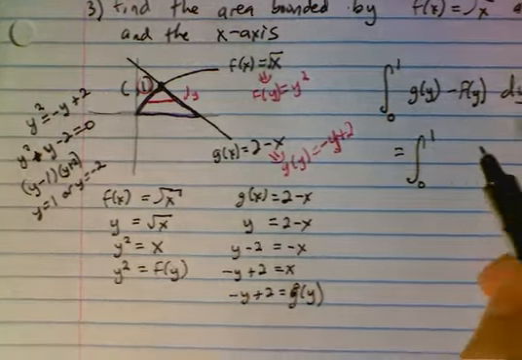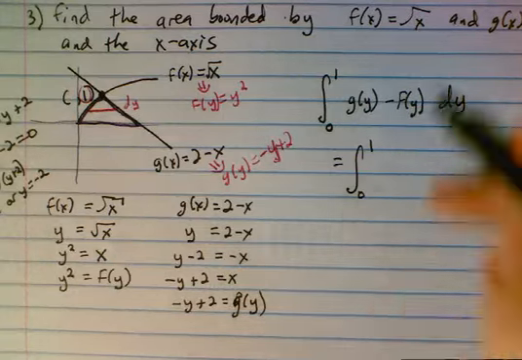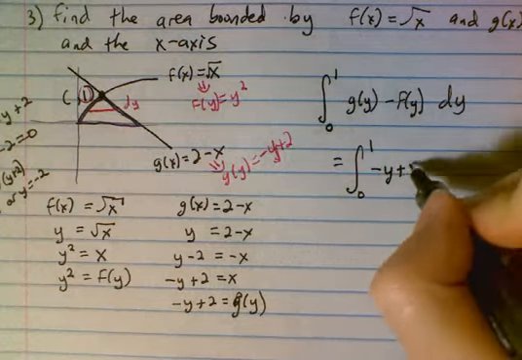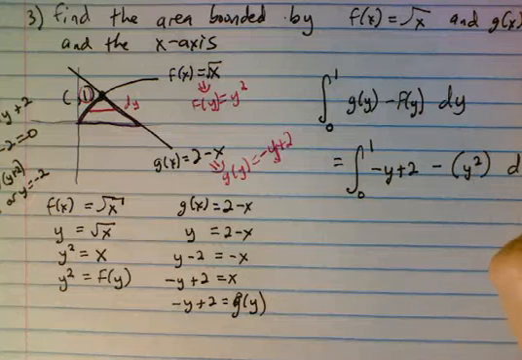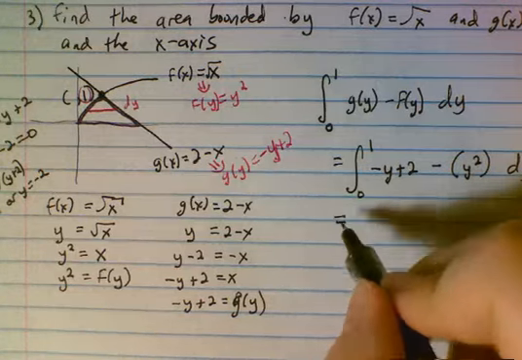Putting our equations in, g of y is negative y plus 2. F of y is y squared. That's in terms of dy.